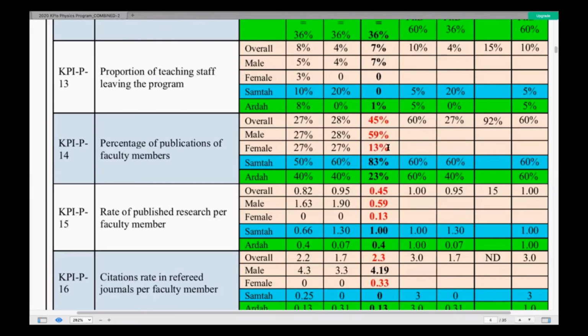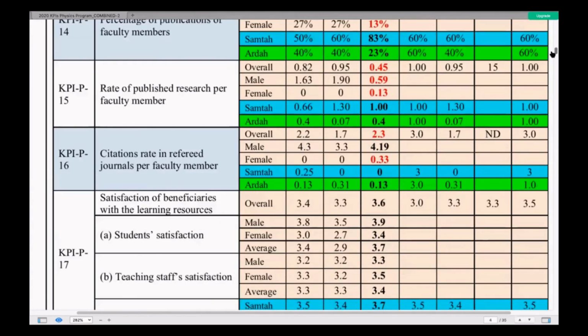Submit to them. And KPI number 15 is also very low, only 0.45, even though our target is very low. Compared to the external benchmark, they say their publication will be up to 15. So we have to get 1 per faculty member, which is still not achieved. And then citation is also still very low, especially in the female part.